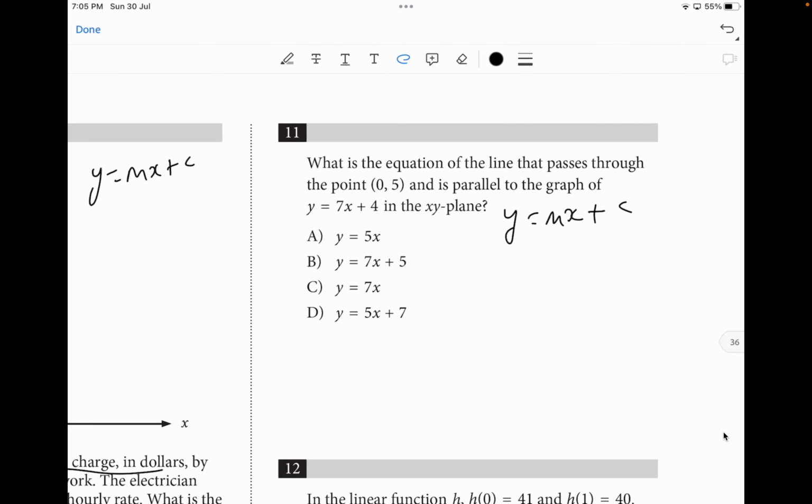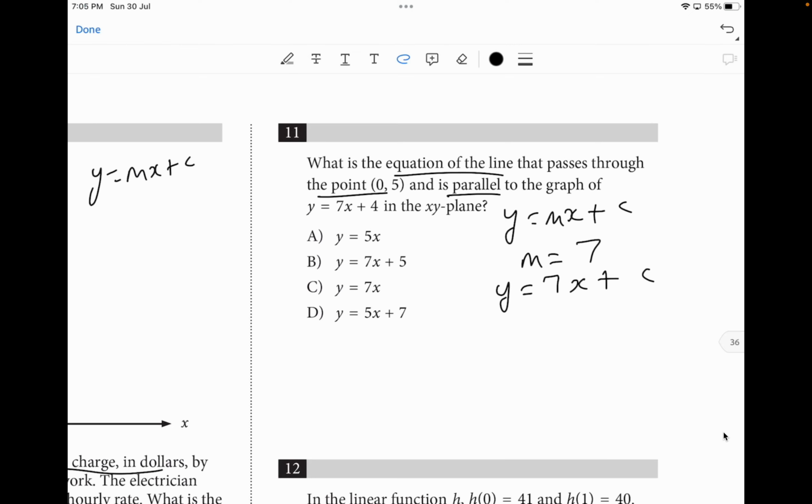All right? And we know that for parallel lines, since they've asked us for a line parallel to the graph, the gradient, or let's say the slope, of both lines must be the same. So the slope here is 7. For the equation of this line, m is also going to be 7. So it's going to be y equals 7x plus c.